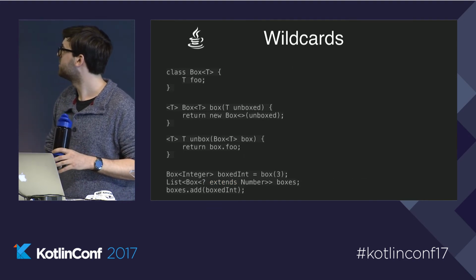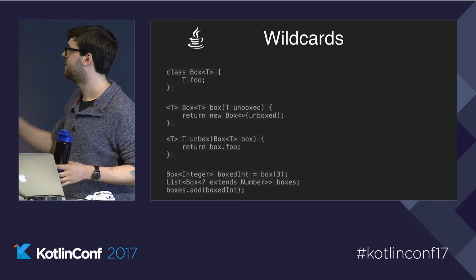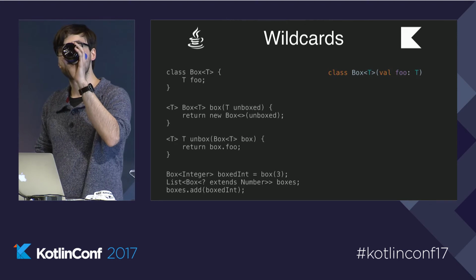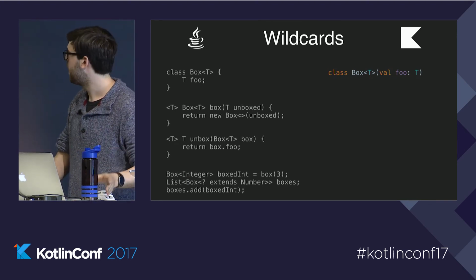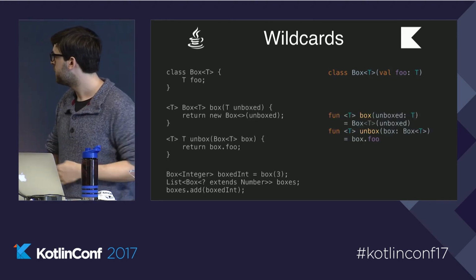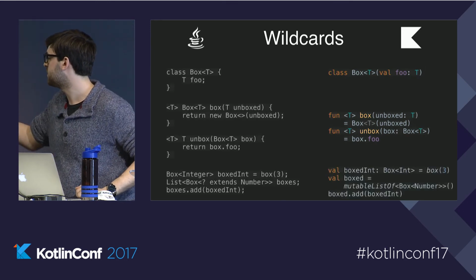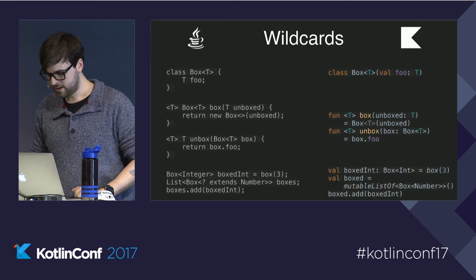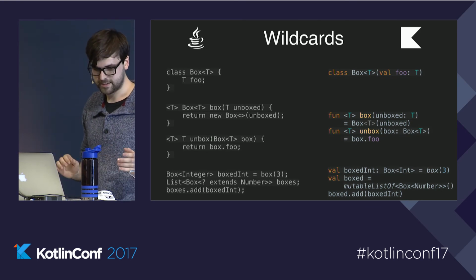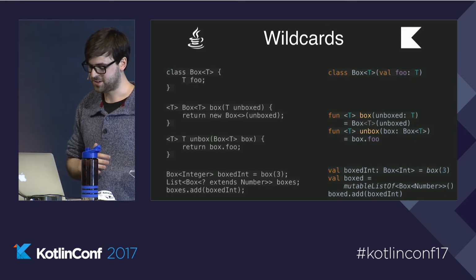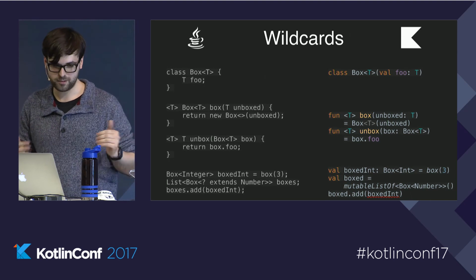So let's look at Kotlin. Let's take this analogous Box class, very similar. Similar box functions, right? They do the same thing. And similarly, we're making a Box of Int. We're putting it into a List of Box of Number. This still doesn't compile, right? This is analogous to the situation in Java that didn't compile. So both of these don't compile.